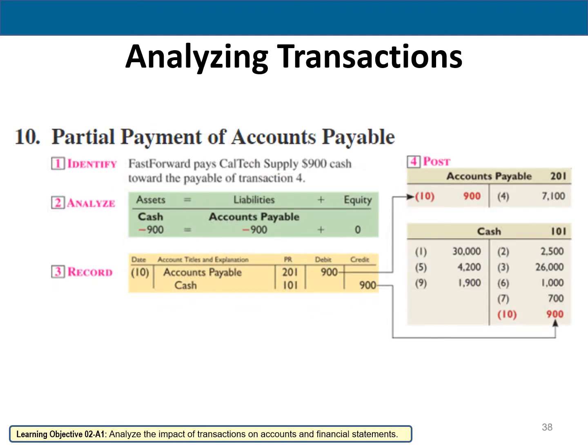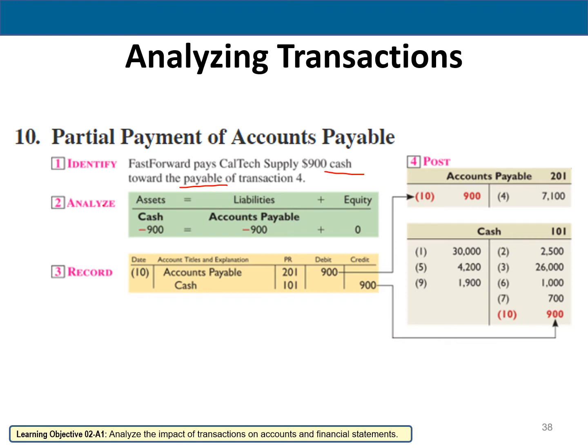All right, so in transaction 10, we make a partial payment on that accounts payable from the supplies that we purchased in transaction 4. So Fast Forward pays Caltex Supply $900 cash towards the payable we had from transaction 4. So what two accounts are affected? Cash and accounts payable, right? Cash is an asset account, so it belongs on the left side of your accounting equation. And accounts payable, it has that keyword payable, which means it's always going to be a liability when you see payable. That belongs on the right side of your accounting equation.